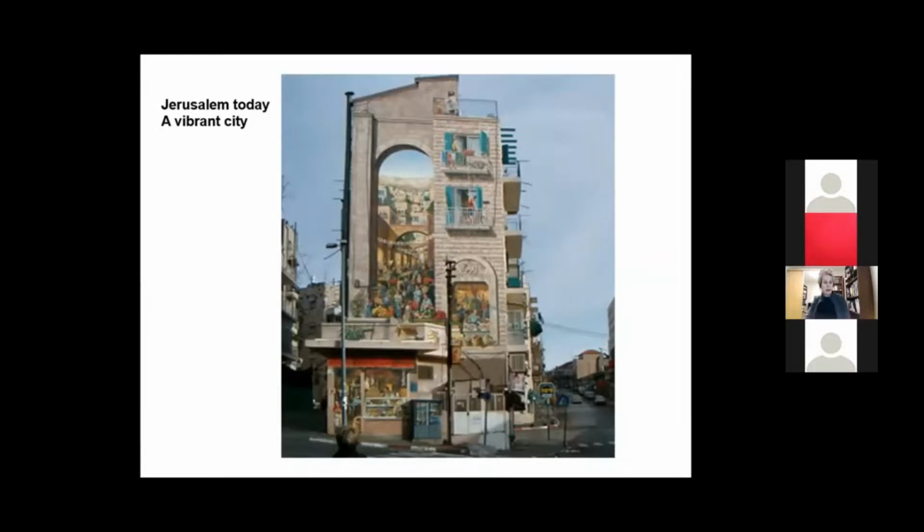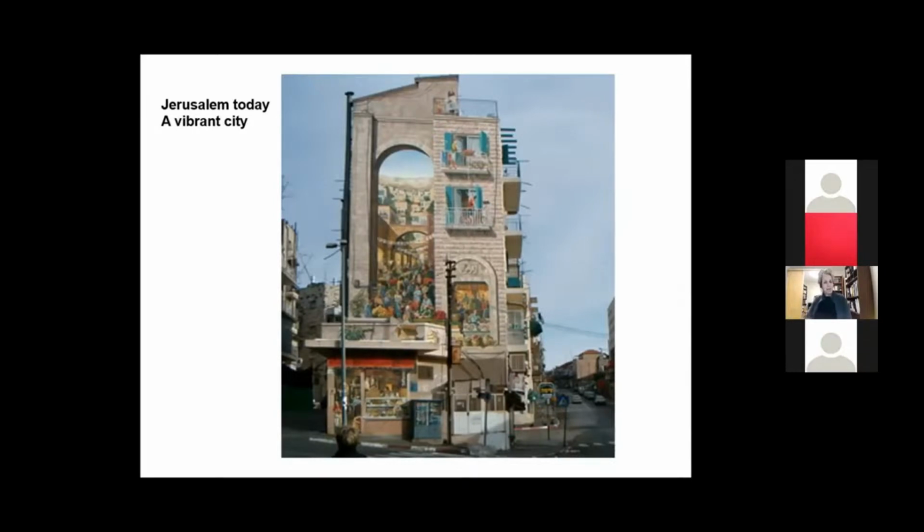And there's also a lot of art on the streets, which is wonderful. And it really adds to the feeling that Jerusalem is a vibrant city and an interesting city and a city that attracts people from all around the world. So one of the lovely projects in Jerusalem are the 3D paintings on different buildings in Jerusalem.